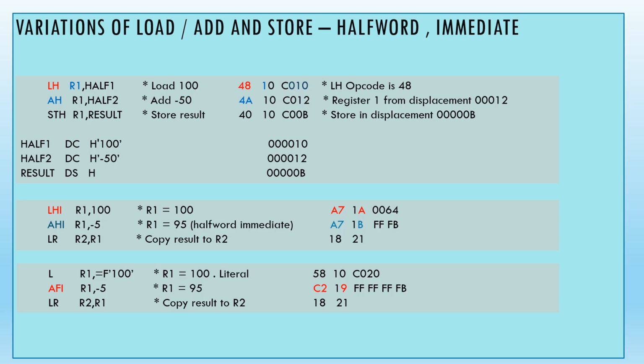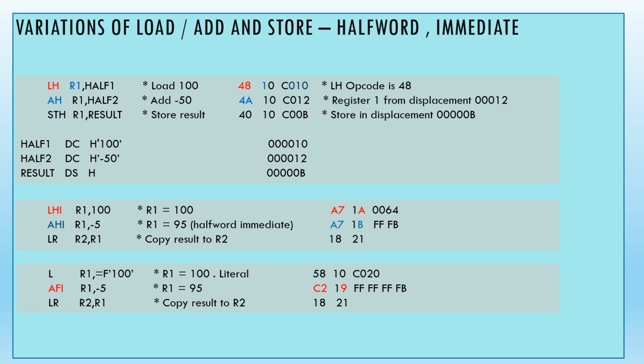Now look at the next set of instructions, LHI R1,100. Think for a minute. LHI is again an instruction whose opcode is A78. It has three values, unlike 48, 4A and 40. And how many registers are there? Only one register is there, so we are putting 1. So we are using that space, A71. And here see the interesting part, 100.